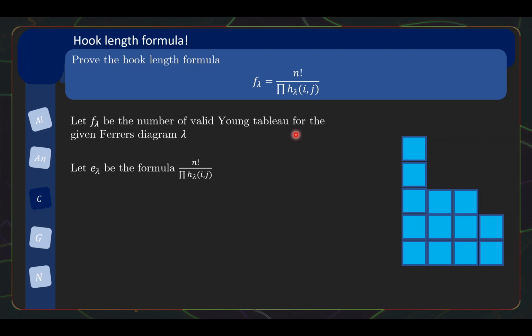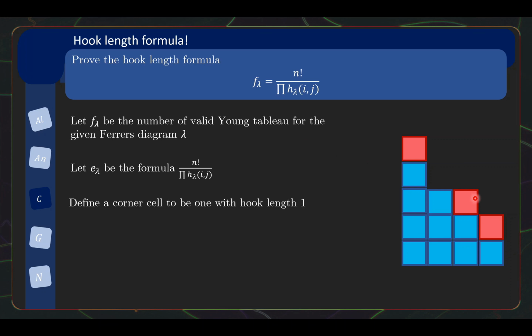And the strategy here is we are going to be doing some form of induction. So we are going to write a recursion that expresses the f and e lambdas in terms of smaller Ferris diagrams. So the key concept here is the concept of a corner cell. We define a corner cell to be a cell that has hook length of 1, which means there's nothing above or to the right of it.